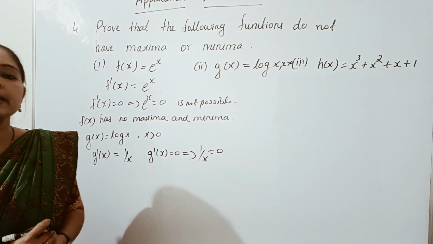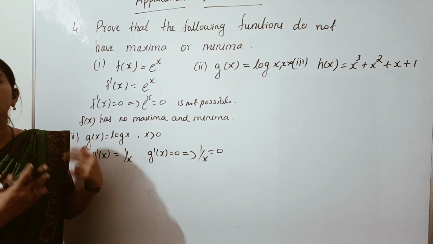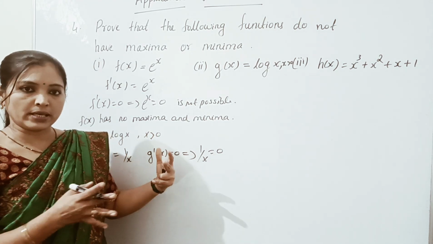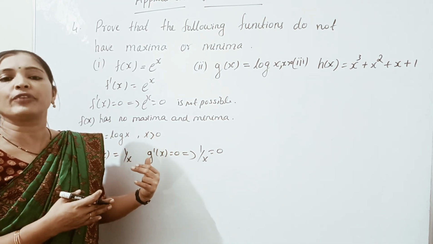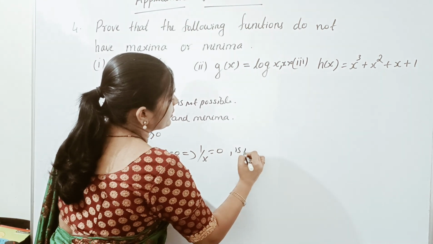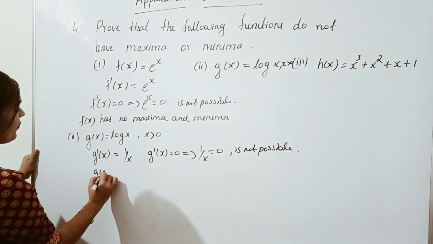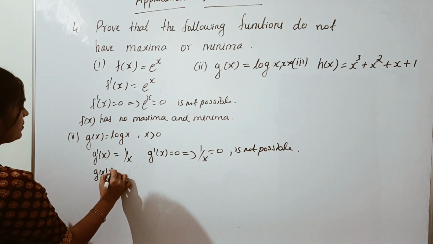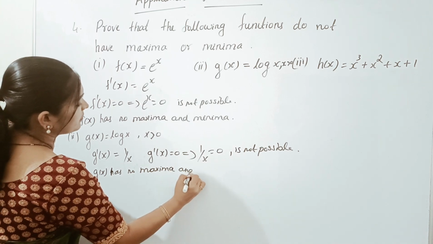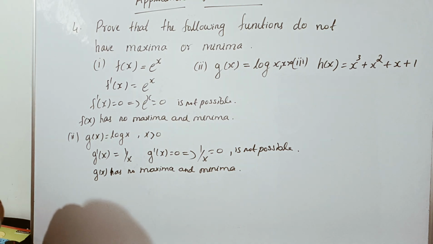See, when x is greater than 0, when is 1 by x equal to 0? As x tends to infinity, 1 by x tends to 0, right? So here, which is not possible. If x is equal to infinity, it is not defined. So here it is not possible. Therefore, g of x also has no maxima and minima.